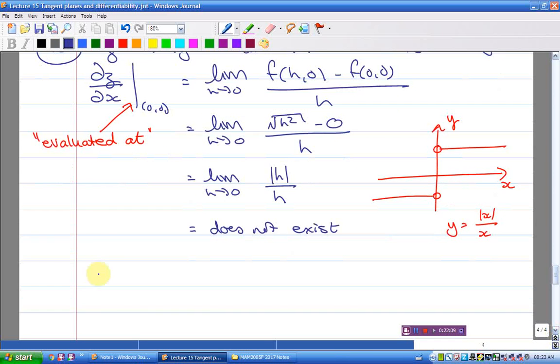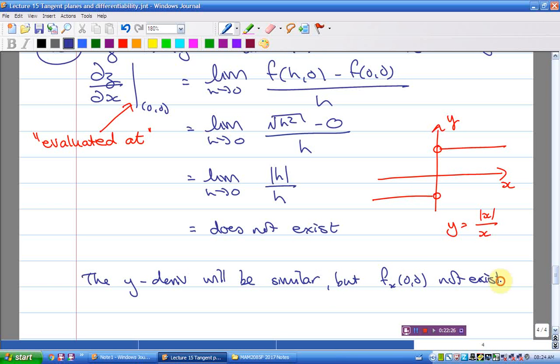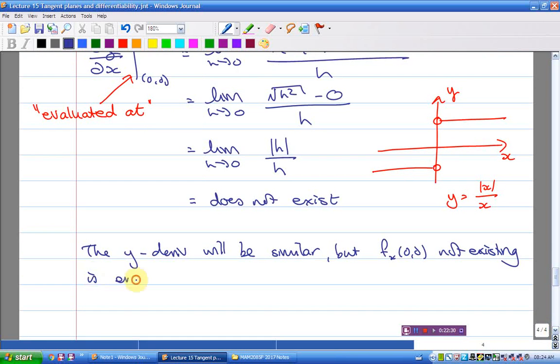Let me write that down. The y derivative will be similar. You'll just end up with mod k over k. But this one not existing is enough to say the function is not differentiable.